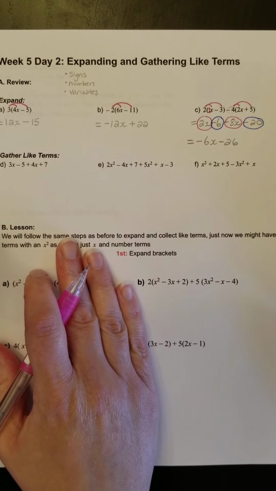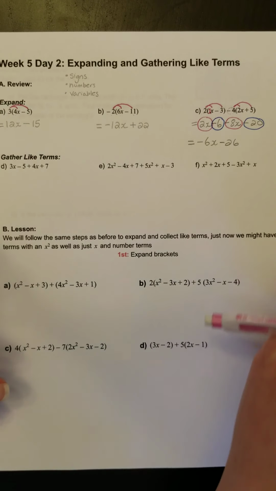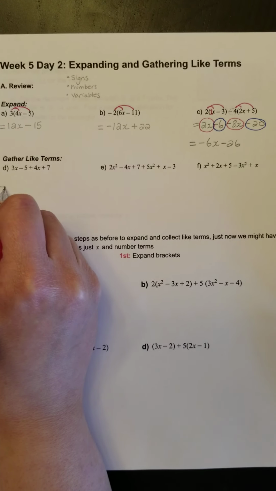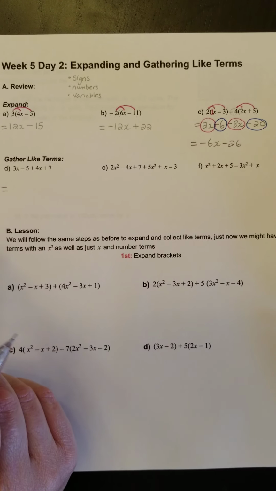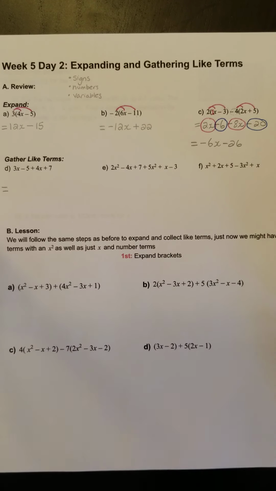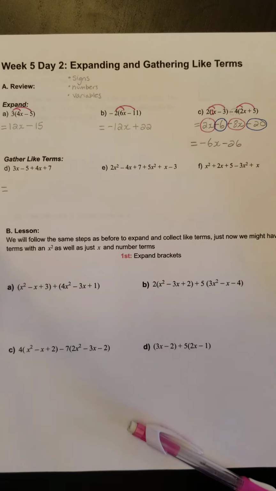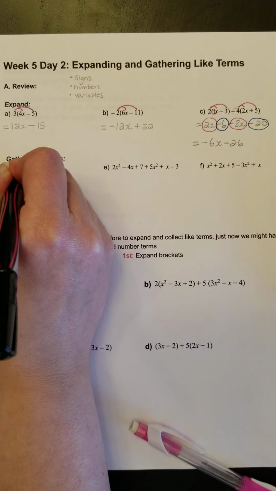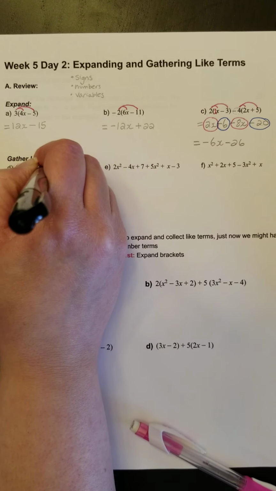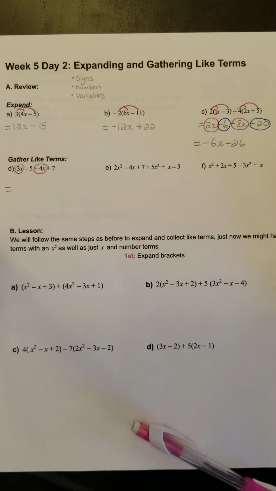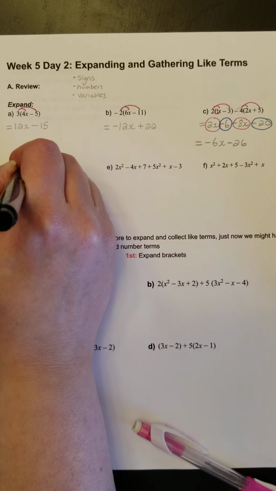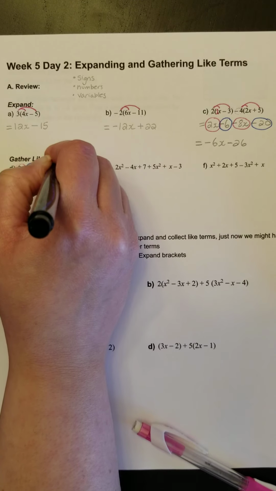The next one is really just looking at gathering like terms. So the first example I think is easier because this goes back to what we were doing last week. We've got 3x minus 5 plus 4x plus 7. So I see that some terms, like this 3x and the plus 4x, those are our variable terms. They have x's. And then I've got some just number terms, negative 5 plus 7.